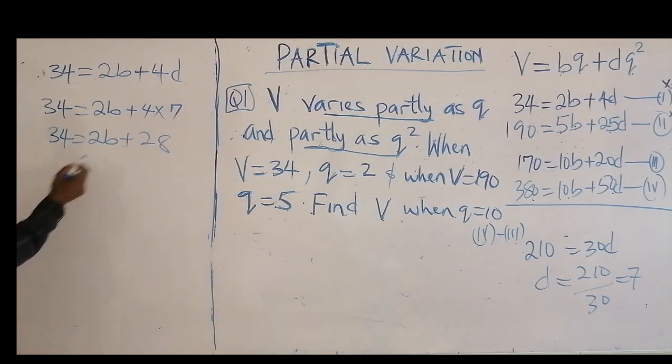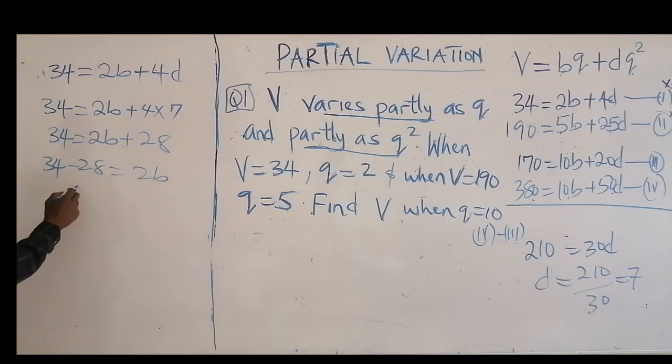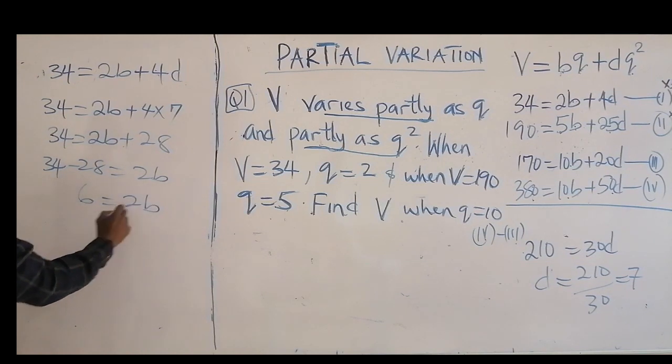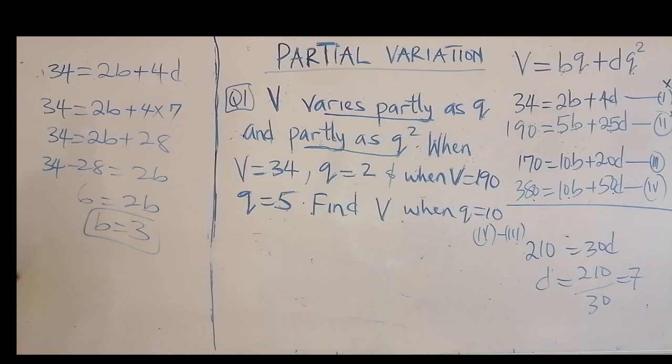So I now have 34 equal to 2b plus 28. Then you collect like terms: 34 minus 28 equal to 2b. This will be 6 equal to 2b. So b is 3. That's that on this question.